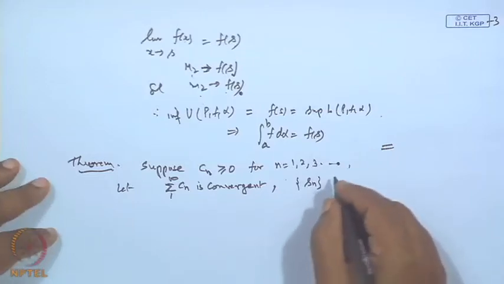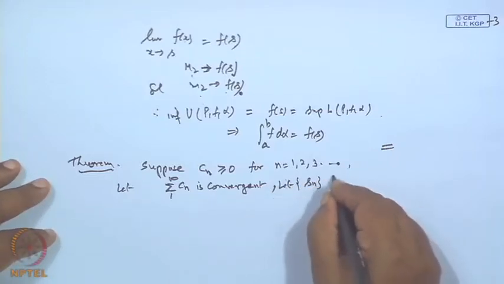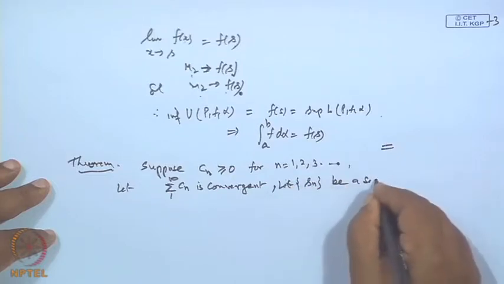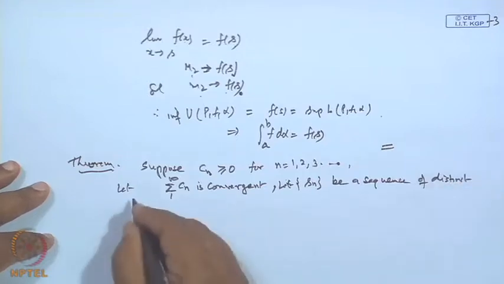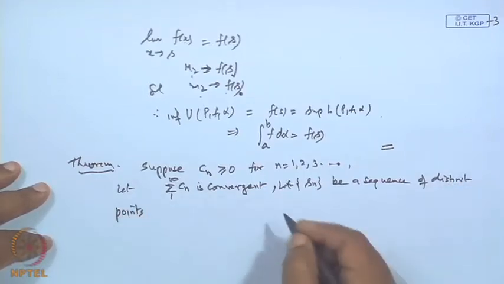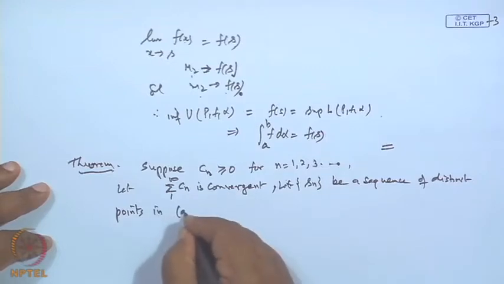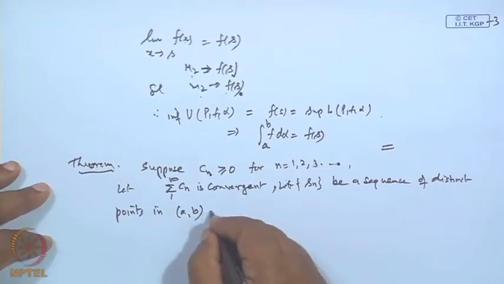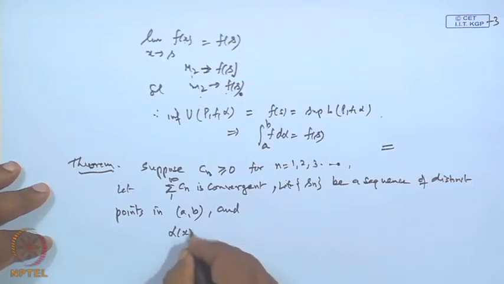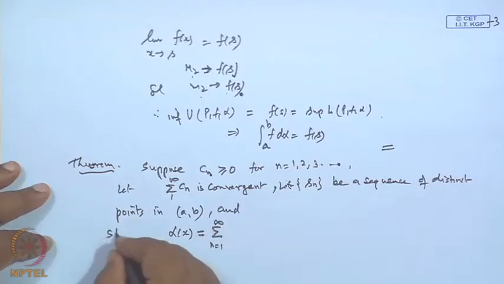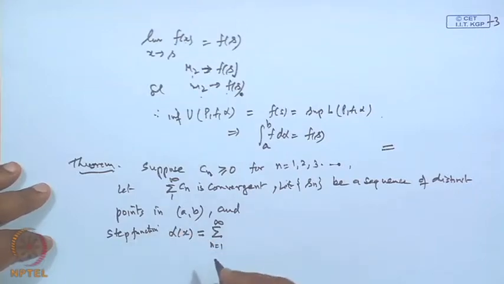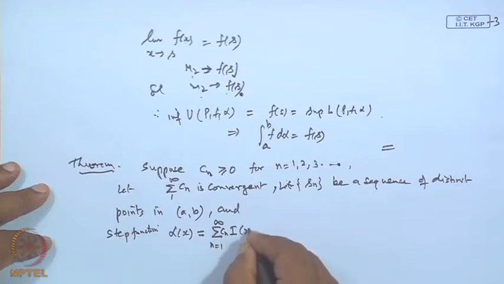The sequence S_n is a sequence of distinct points. Let the sequence S_n be a sequence of distinct points in the interval (a, b), in the open interval (a, b), and alpha(x) is the step function, sum over n equal to 1 to infinity. This we call a step function. Alpha(x) is this: sum of C_n I(x minus S_n).